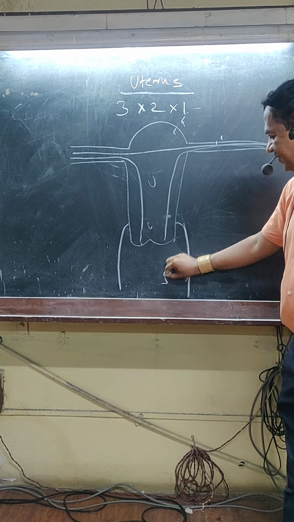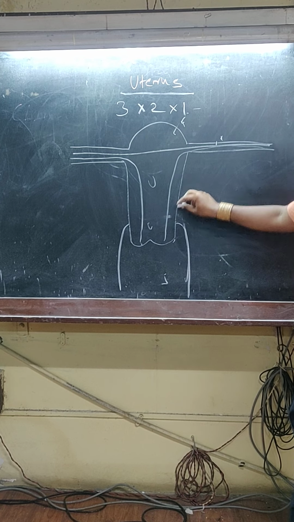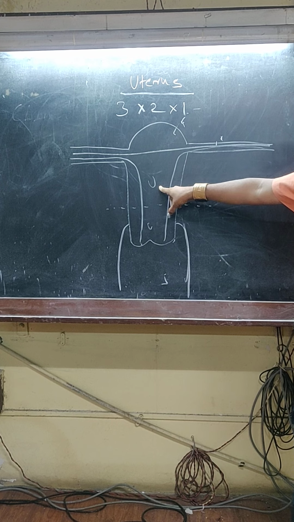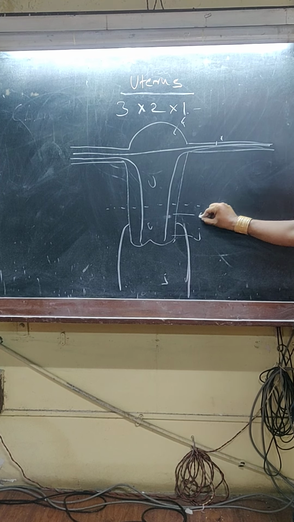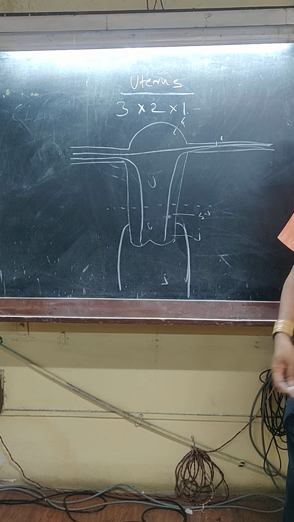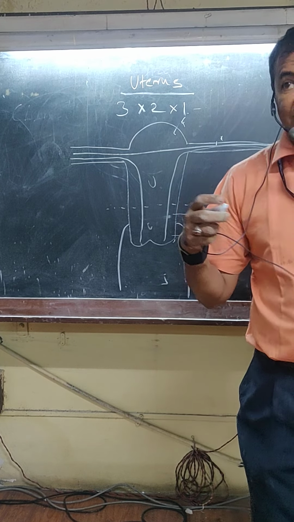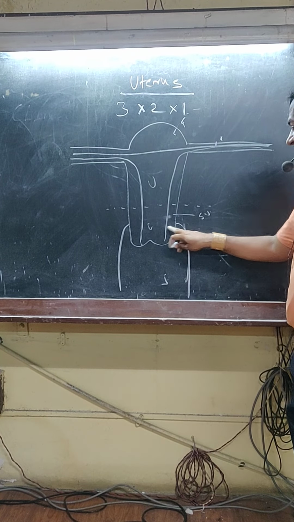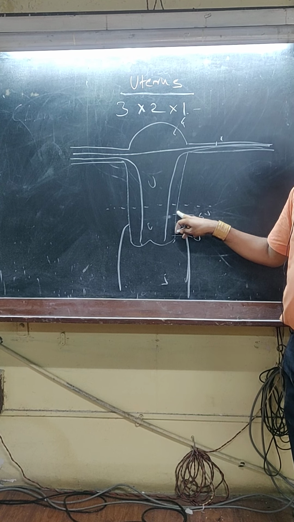So this is the vagina. The cervix has two parts. The cervix will be grossly like this, and this is the uterus. So the cervix has two parts: vaginal part and supravaginal part. What are the two parts of the cervix? Divyansh, what are the two parts of the cervix? Vaginal part and supravaginal part.